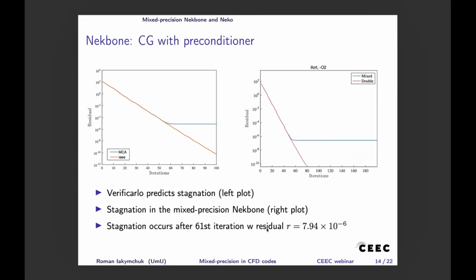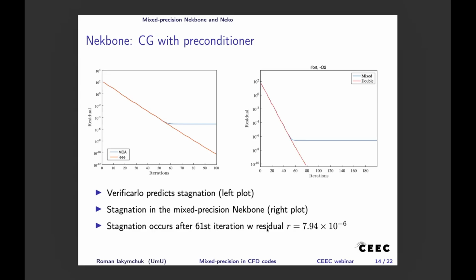And the picture was not quite as nice. The preconditioned case, we ran through MCA, and MCA actually indicated to us that there would be some stagnation at a certain point after 10 to the power minus 5 in terms of residual. And here we plot the residual so that we observe convergence. And this has also been detected when we run with Verificarlo at the optimization level.